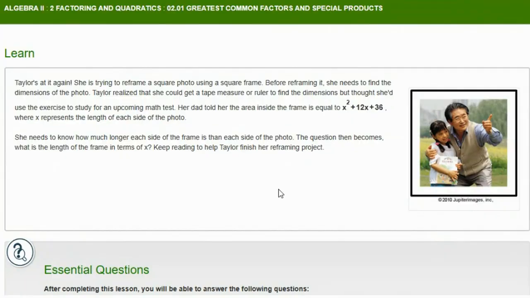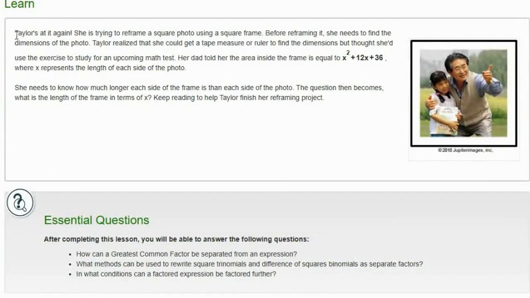So, all right, they say Taylor's at it again. You remember the little 40-year-old girl in the little funky cartoon videos they have there. She's trying to reframe a square photo this time using a square frame. But before reframing it, she needs to find the dimensions. So she said, well, I could get a tape measure or ruler to find the dimensions, but since she's such a math nerd, she thought she'd use the excuse to study for her upcoming math test.